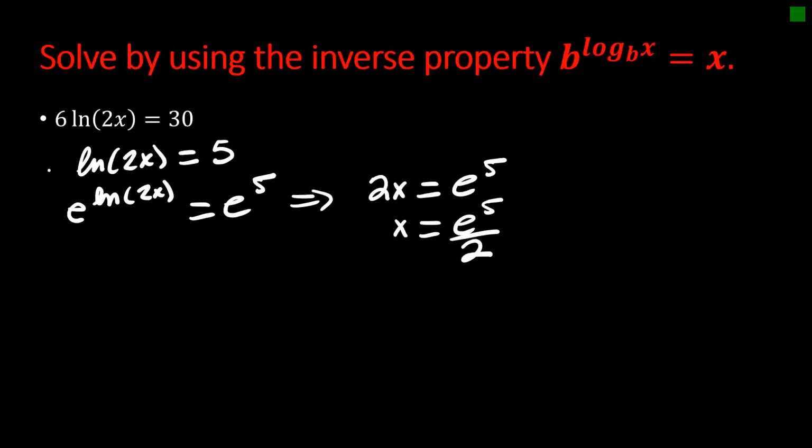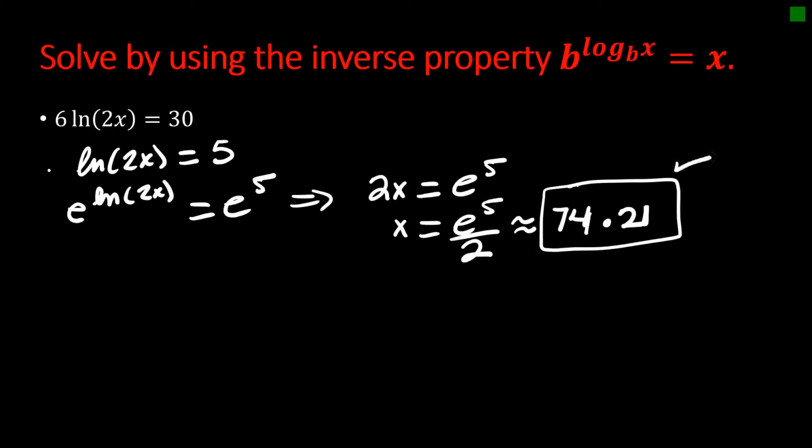Now that is an exact answer. But if they want a decimal approximation, you can give them one. It's 74.21. And you need to make sure that you read to see how many decimal places they may want you to round to. But needless to say, 74.21, when I put it back here and I multiply by 2, I have a positive number. So yes, that solution checks.